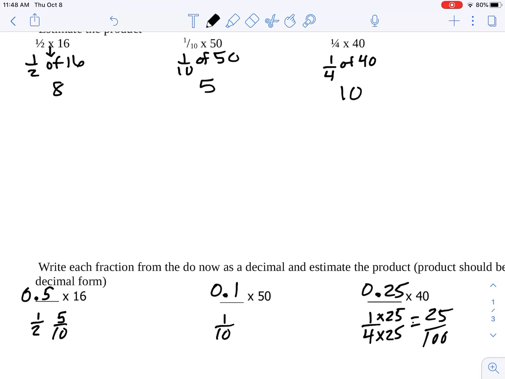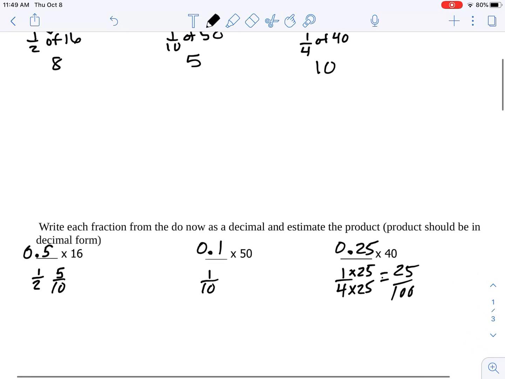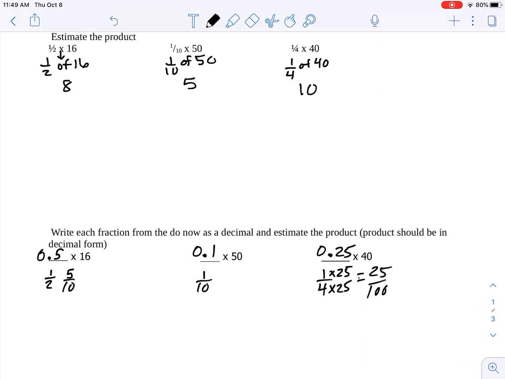All right, so again, if we're estimating, I know that I'm thinking of it in the same terms as our fractions above, right? So 0.5 is the same as a half. I'd still have the same estimate. Or I know 5 times 16 is 80, and I have one decimal point there. It's going to be pretty close. If I move that decimal point over, it's going to be 8.